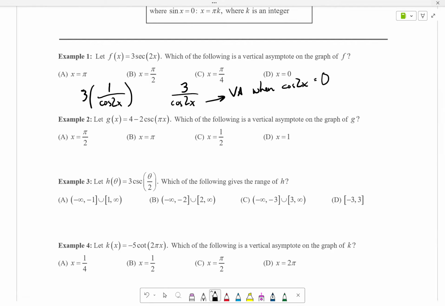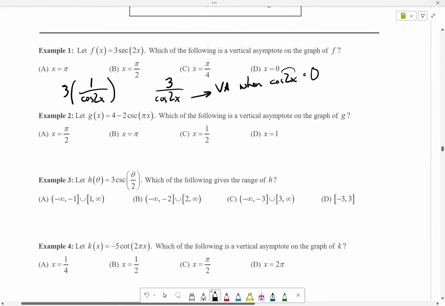Okay, so I'm going to talk you through what I'd like you to do. If we want cosine of 2x equals 0, what has to be in that argument there of cosine? Pi over 2. Does that make sense? Cosine of pi over 2 is equal to 0. So I'm just going to say that 2x is equal to pi over 2. So that's some analysis there. So we get x equals pi over 4.